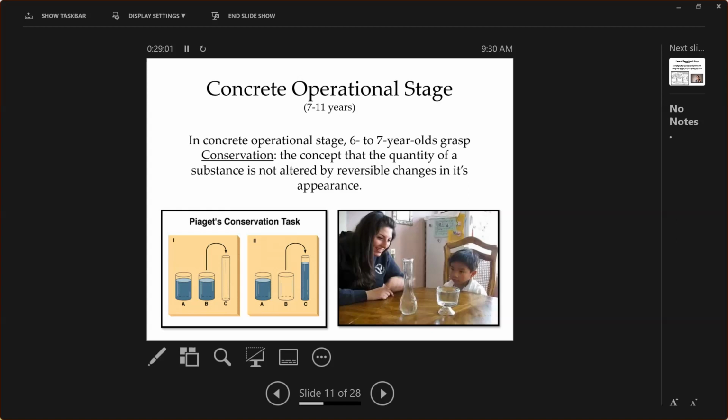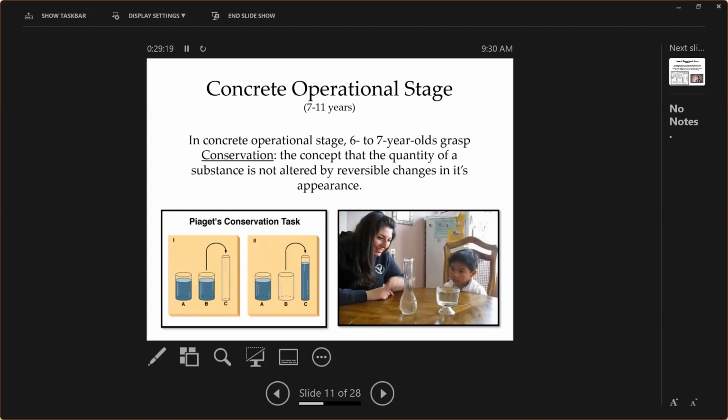So conservation is a skill that children learn. And when they're really little, they just don't get it. But as they get older, they start to grasp this idea. And the idea is that we could take two things that look the same, manipulate them, and see if they still understand that they're the same or not. This is easier to see than explain. So let me play this for you.